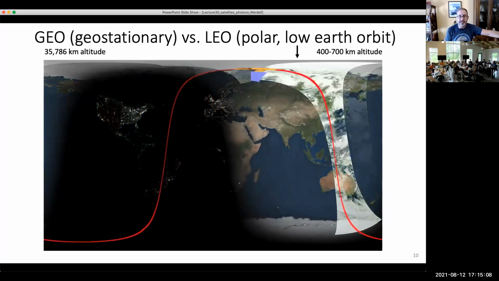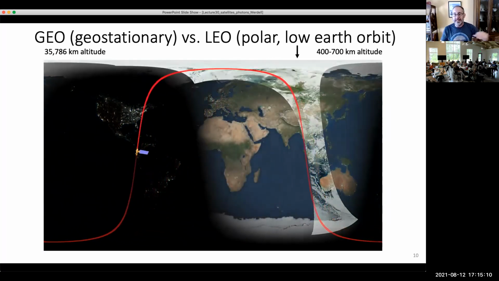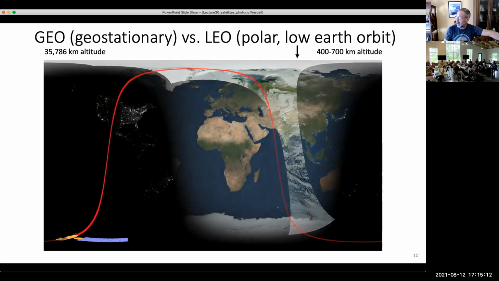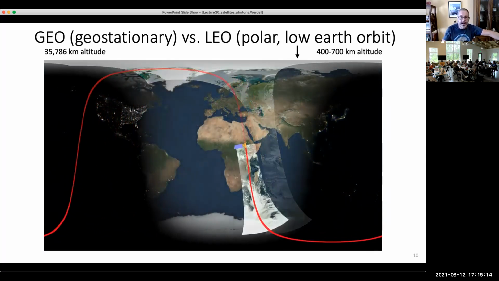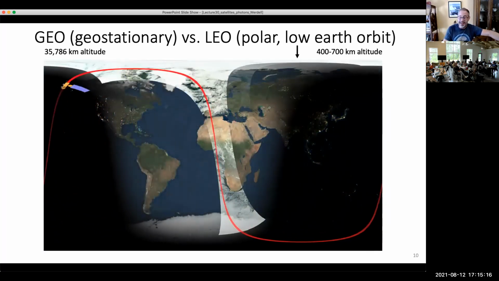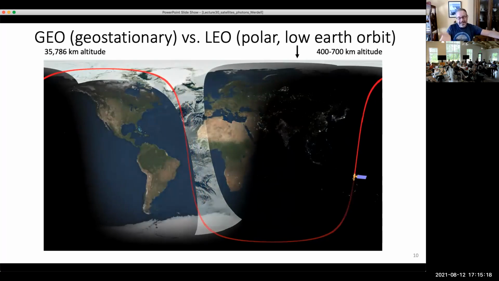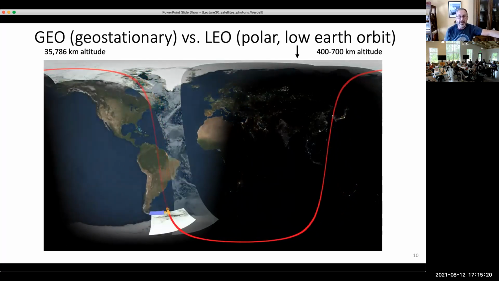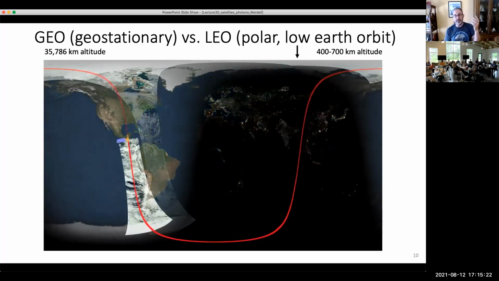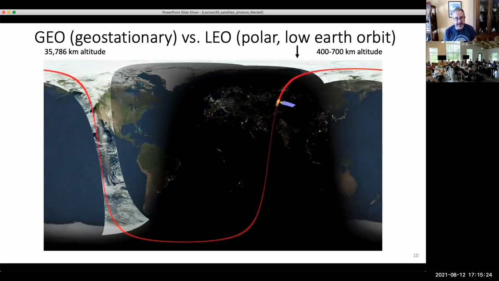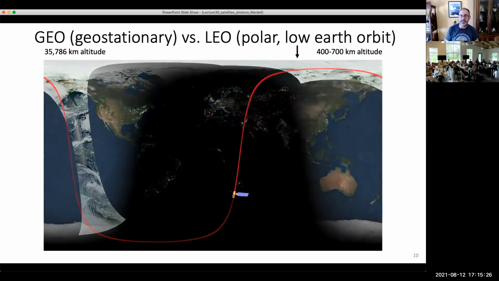The disadvantage of this, of course, is it's a cloudy Earth. And so if you miss one day's view of that part of the Earth you're interested in, chances are you're not going to see it unless you see it with another satellite.